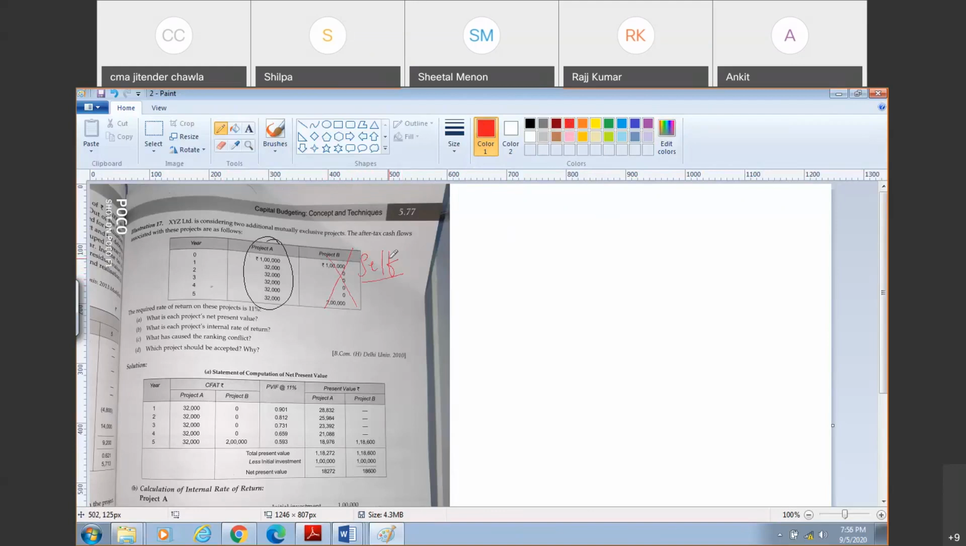On project A, what is the technique of NPV we have to do? Why am I saying IRR? For IRR, you are first required to calculate NPV. First you calculate NPV. Why so? Any one of you, what is IRR? I'm not asking the full form. I'm asking what it is.